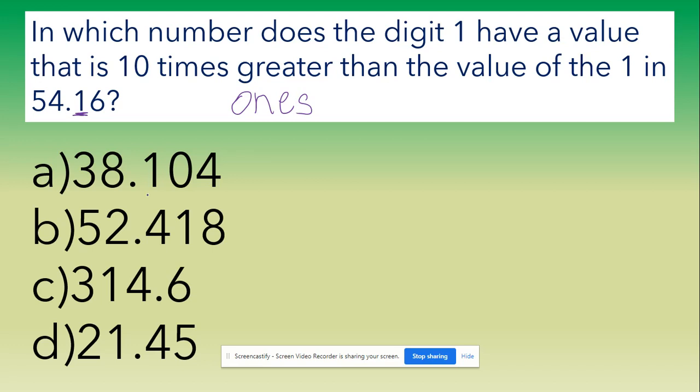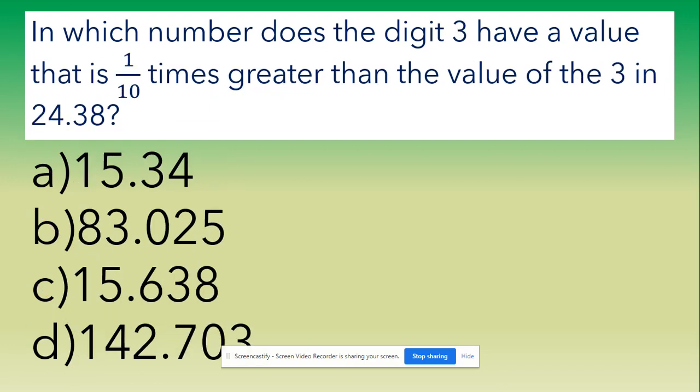In A, the 1 is in the tenths place. Well, that's what we have in our starting number, so I know that's not it. In B, the 1 is in the hundredths place. But we already said we want our 1 to be in the ones place, so we know B is not it. Here, 314 and 6/10, the 1 is in the tens place. Oh, close, but we want it in the ones place. Finally, with D, 21 and 4500ths, the 1 is in the ones place, to the left of the decimal point. So our answer is going to be D.